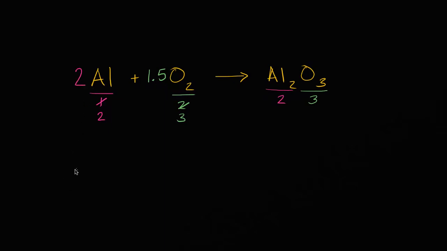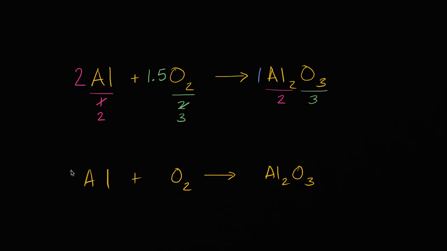So instead of 2 aluminum atoms, let me have 4 aluminum. Actually, let me just write the chemical equation first in the form that it was before. So I had aluminum plus dioxygen, a molecule of 2 oxygens, yielding in the reaction aluminum oxide. These are the reactants. This is the product. So what I'm saying here is, to get rid of this 1.5, to turn it into a whole number, let's multiply all of the number of molecules by 2. And here there's implicitly a 1 right over here. So let's multiply all of these by 2.